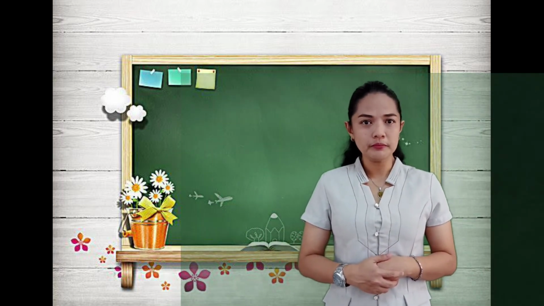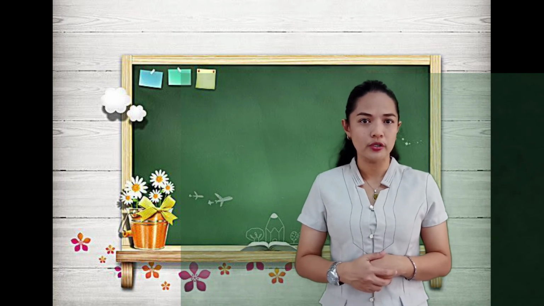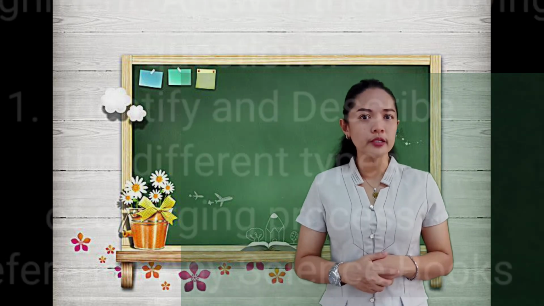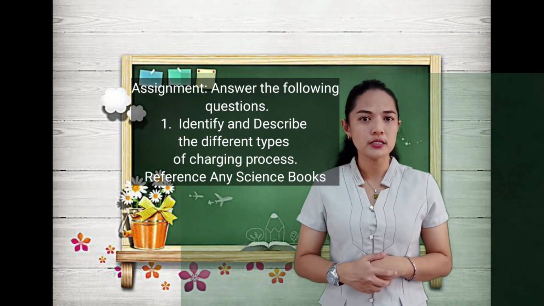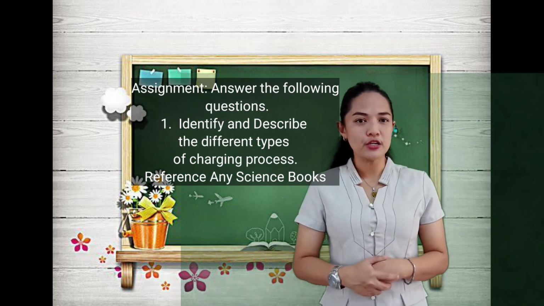For the assignment, please answer the following questions for our next discussion. The first one, identify and describe the different types of charging process. For the reference, Any Sign 7 volts.